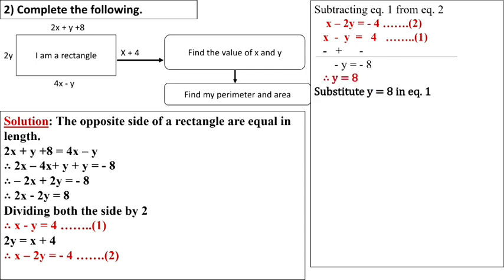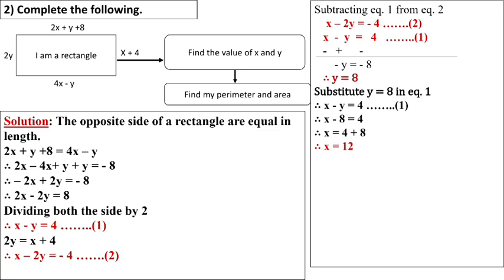So we will substitute y equal to 8 in equation number 1. Equation number 1 is x minus y equal to 4. So for the y value we substitute 8. Minus 8 will go to the right side and become positive 8. Therefore x equal to 12. So here we got the values of x and y.